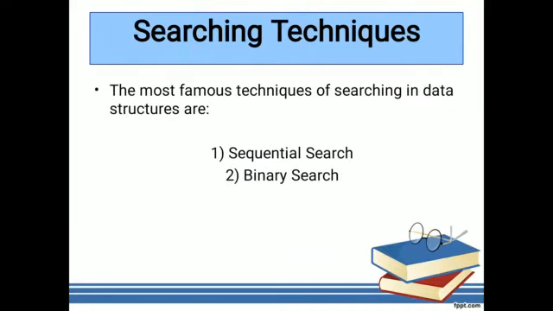So for finding the elements, we are using searching techniques. To improve the efficiency, we will follow two different techniques. One is sequential search, another one is binary search. These are the two techniques used in searching. So what are these two?